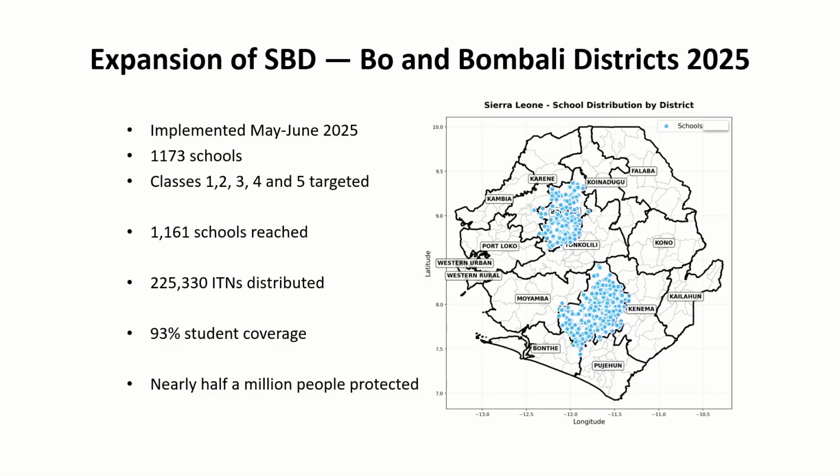Based on the success of the pilot, we expanded to 2 districts. We targeted 1,173 schools in classes 1, 2, 3, 4, and 5. We were able to reach 1,161 schools, with over 200,000 pupils receiving ITNs, 93% coverage, and we were able to protect nearly 500,000 people. These findings demonstrate school-based distribution does not only increase coverage, but also improves protection to households.